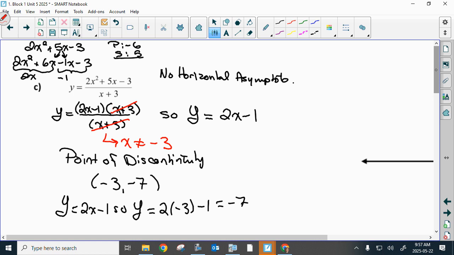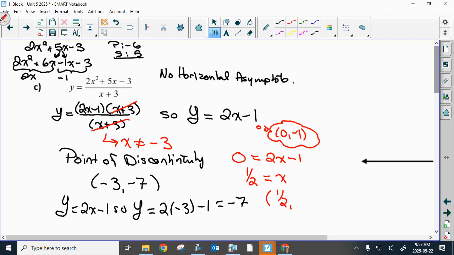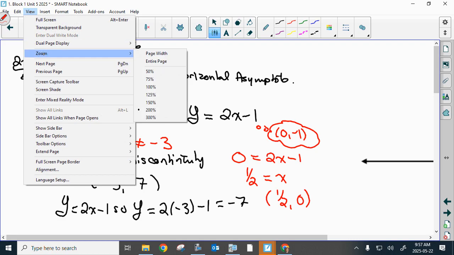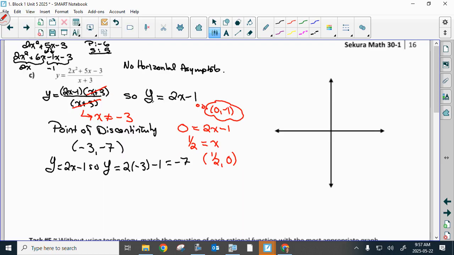Ladies and gentlemen, if you want to find your y-intercept, we know that the y-intercept is 0 and negative 1. If you want to find your x-intercept, put 0 in for the y. Guys, this is just a linear function. So I've got all this information. There is no asymptotes. There was no factor that was left behind. There's no asymptotes. So I have to plot negative 3, negative 7.